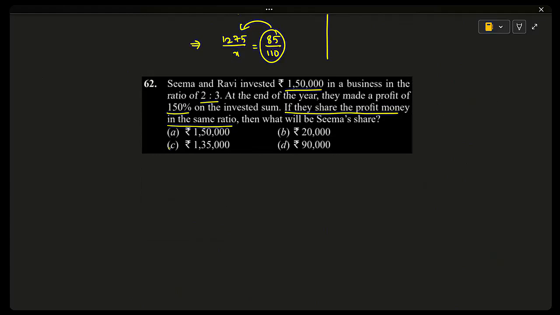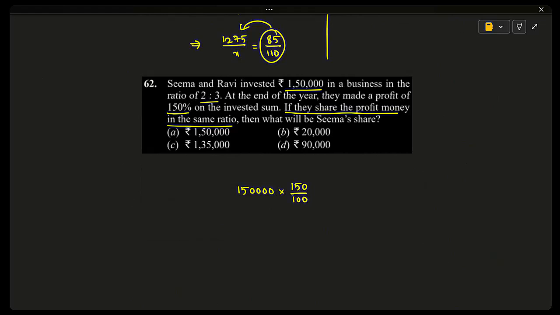Okay. So first of all, we will be finding what is the profit they got. They invested 1,50,000 rupees in the business and they got the profit 150% on that. Okay, that means we have to increase that value by 150%. But they said only profit is 150%. To get the profit, just multiply by 150 by 100. So this is the total profit that they got.